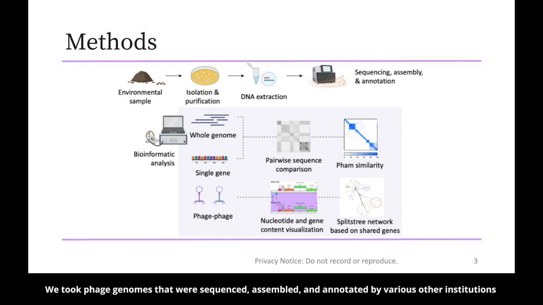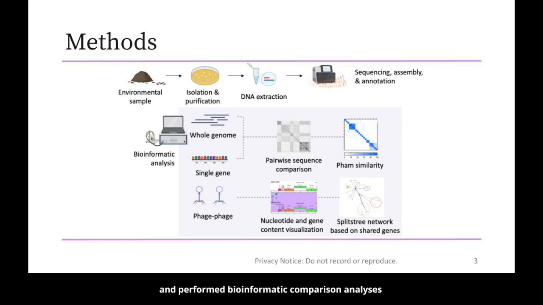We took phage genomes that were sequenced, assembled, and annotated by various other institutions and performed bioinformatic comparison analyses on 3 different levels: whole genome, single gene, and phage to phage. Some tools we used were nucleotide and amino acid sequence comparisons, genome content similarity analysis, nucleotide and gene content similarity visualization, and finally split strain networks based on shared genes.